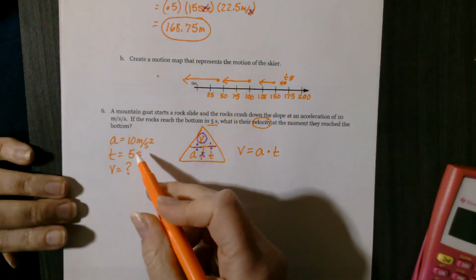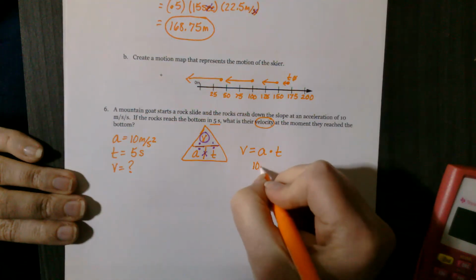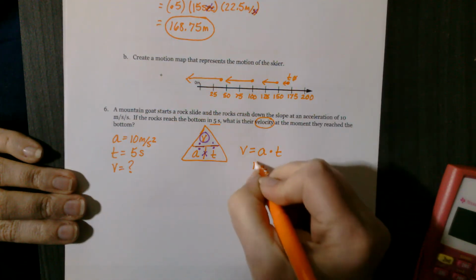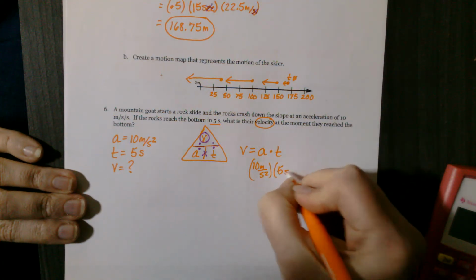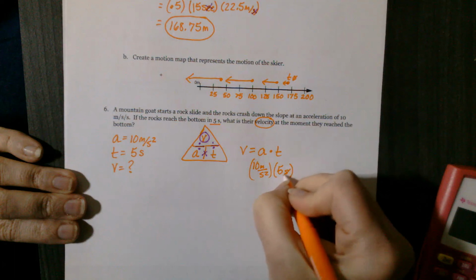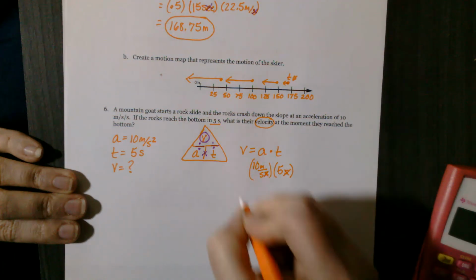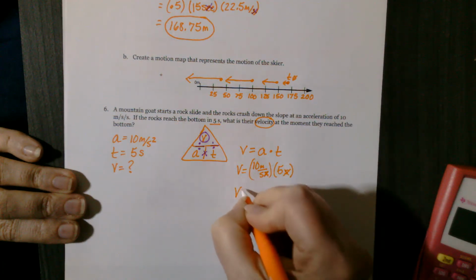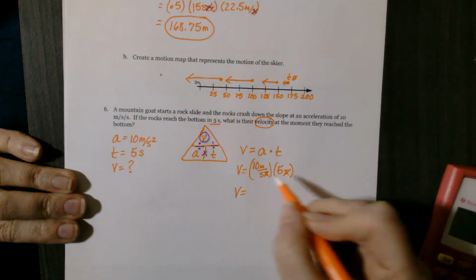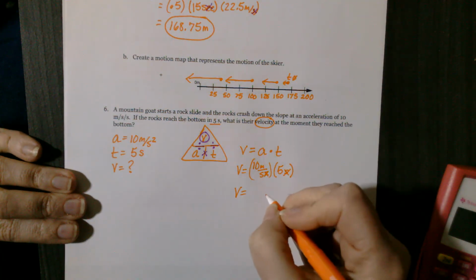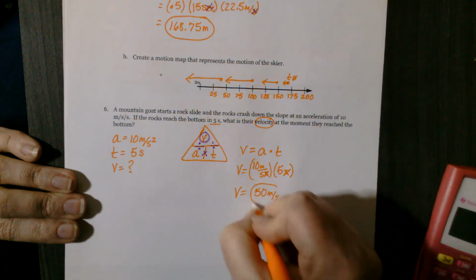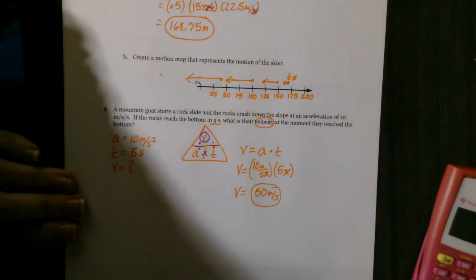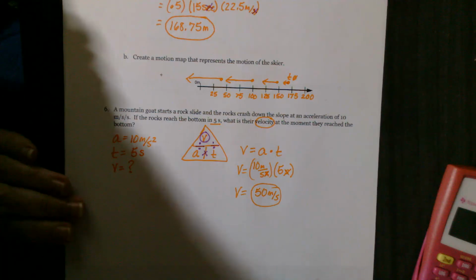My acceleration is 10 meters per second squared times our time, which is 5 seconds. One of those seconds cancels. So my velocity is going to be 10 times 5, or 50 meters per second. That is one way to do it.